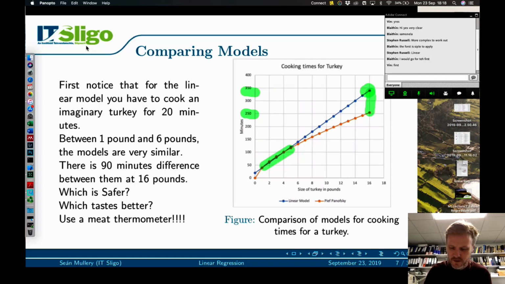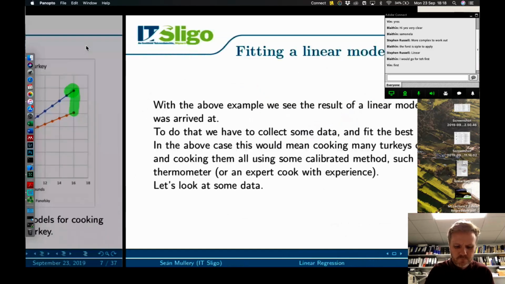I know how to do linear algebra or these linear regression models, but I'm not particularly good at cooking a turkey, so don't take my advice when it comes to that. So use a meat thermometer would obviously be the best way to do it.